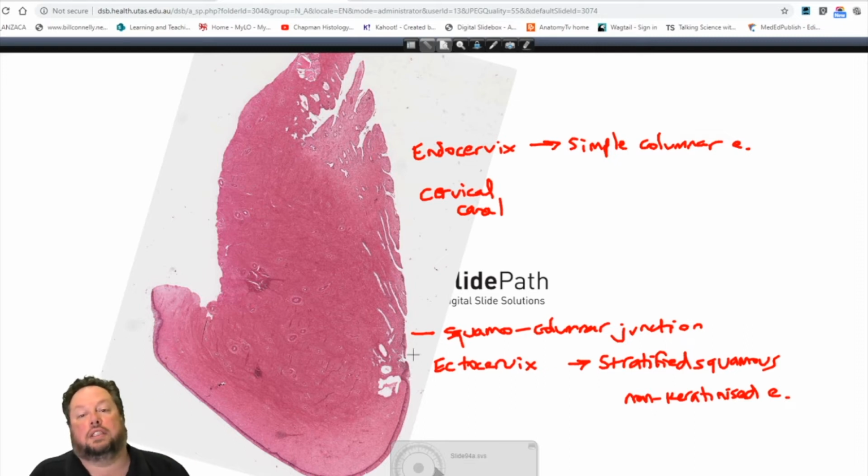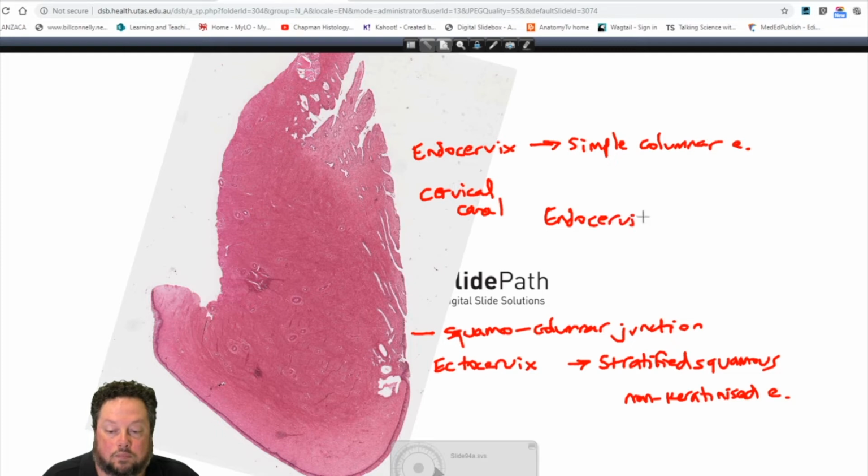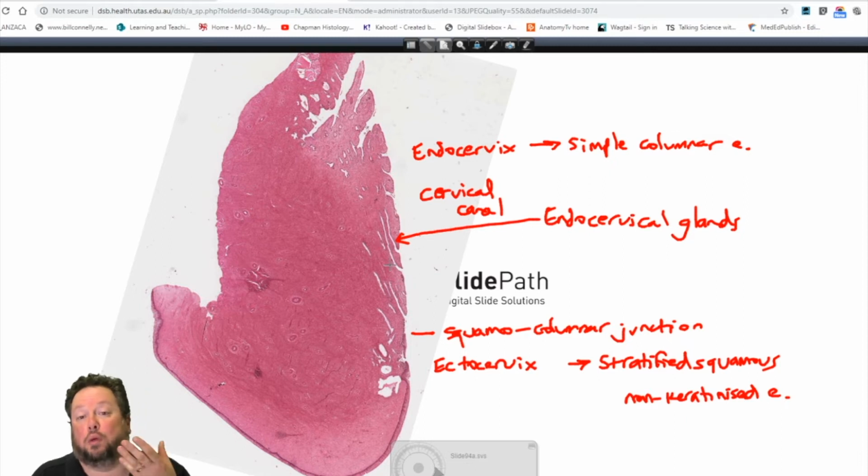Now, during development, the cervix epithelial lining changes. You might see these little invaginations here. These are the endocervical glands. They're like little cuts inside, or little docking stations for sperm. Interestingly, sperm do dock into these endocervical glands if the stage of the menstrual cycle is at the right stage.